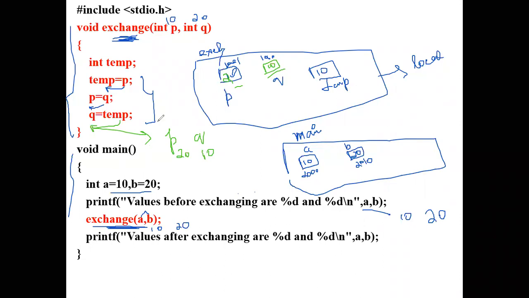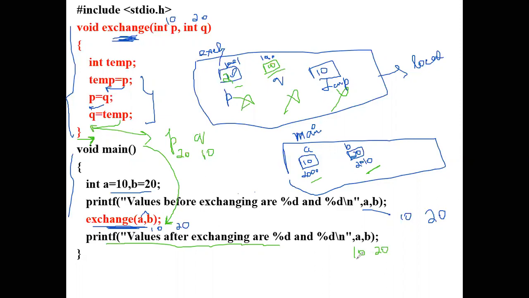Next, when we end this function definition, all these variables will get destroyed. The control will return to the function call, and then we are going to print the values after exchanging. Now if you see here, the values of a and b have not changed. They are still 10 and 20. Again, it is going to display 10 and 20.